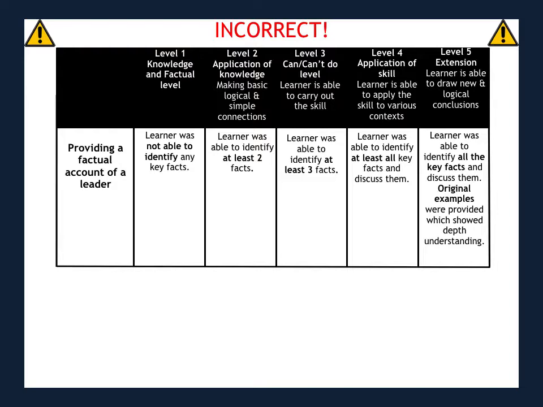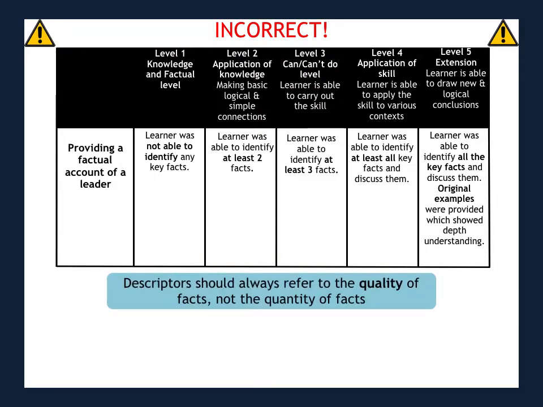So if we have a look at those 5 levels, where are the problems? Well, the first is the descriptors should always refer to the quality of the facts and not the quantity of the facts. Here we're saying the more facts the learners give, the better level of understanding they've got, which is not true. A learner can have 1 fact and show an immense amount of understanding versus another learner who puts in 4 facts and has no understanding. Which is better? Well, of course, the one that shows understanding.